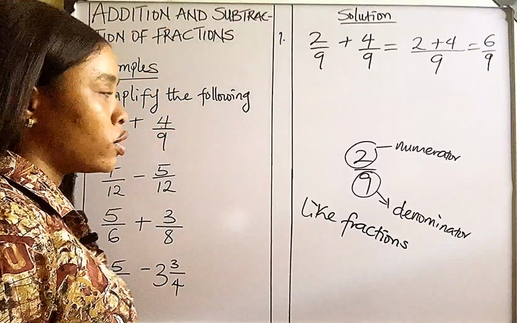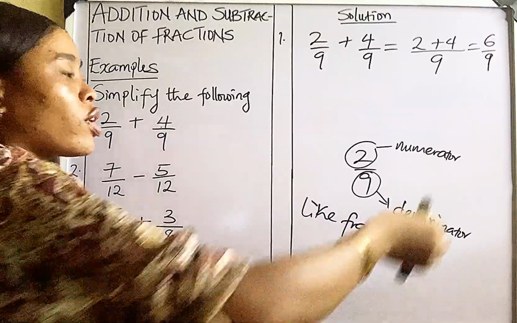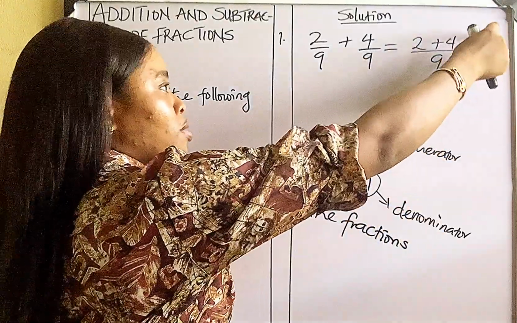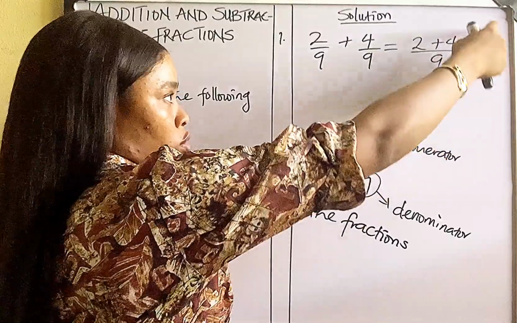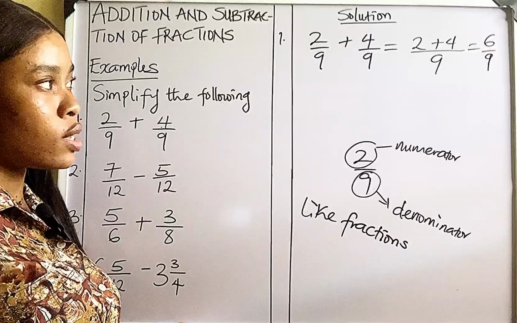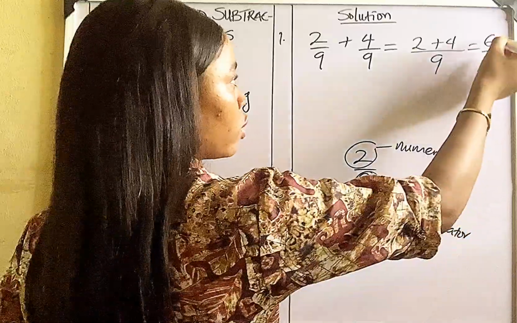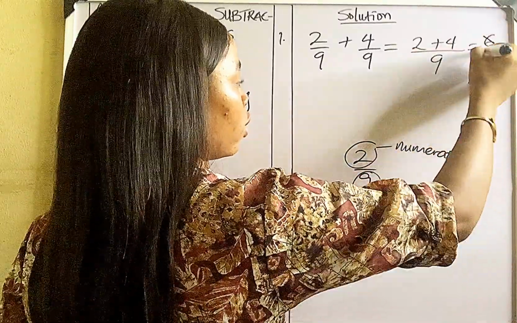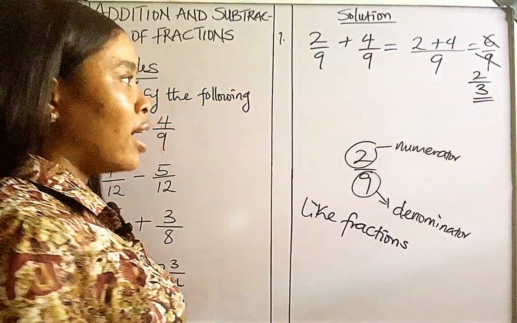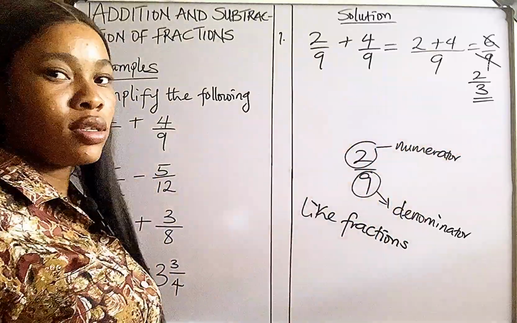Now, this I could say is our final answer, but you can see we have 6 over 9. Something is common, something can go here and something can go here. This fraction can be reduced to its lowest term, and what can be used to reduce this fraction is 3. Here we have 2 over 3. So this is our final answer. Now, why can we say that this is our final answer?